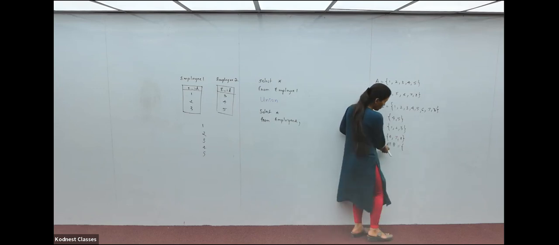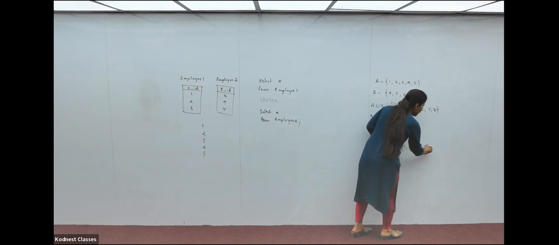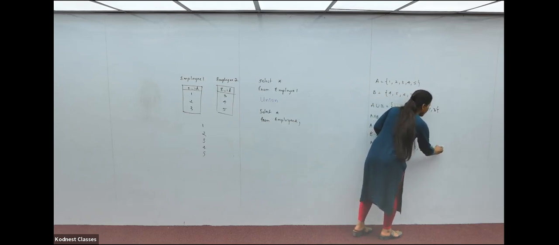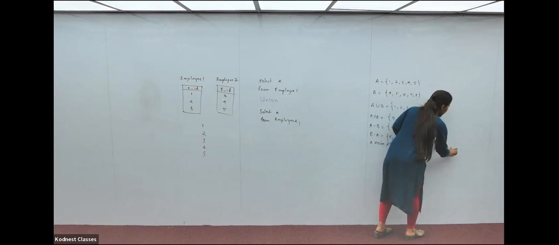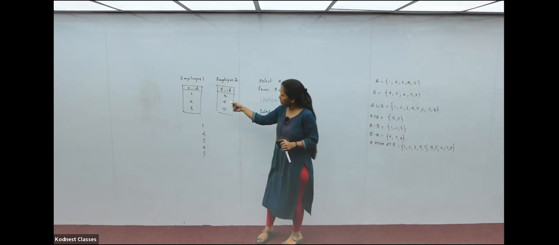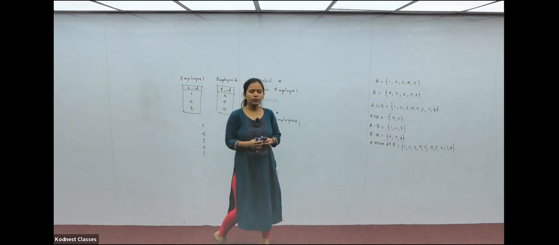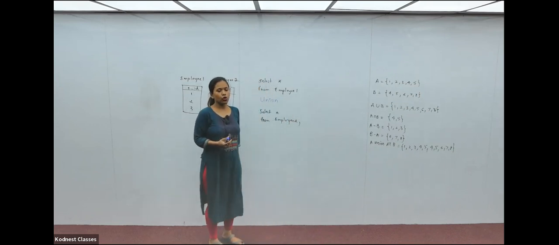So if I perform A union all B, I'll get 1, 2, 3, 4, 5, again 4, 5, 6, 7, 8. So here also I'll get 1, 2, 3, 3, 4, 5. That is how it is going to work. Got this? So tell me, for the next question, what do I tell?